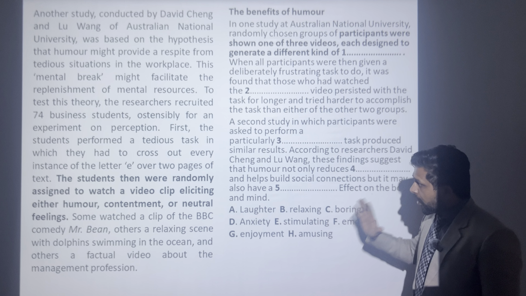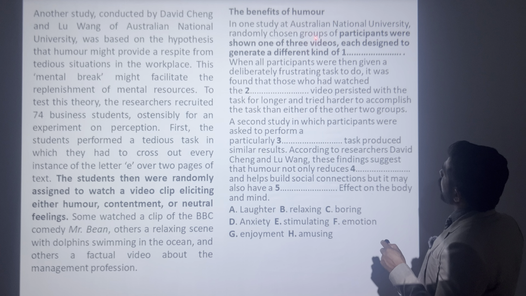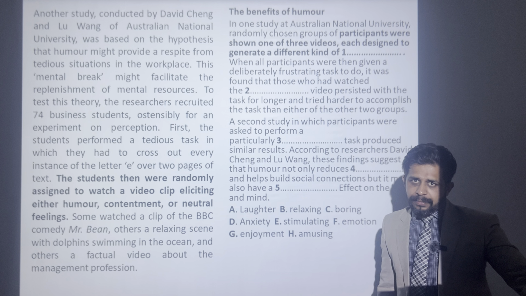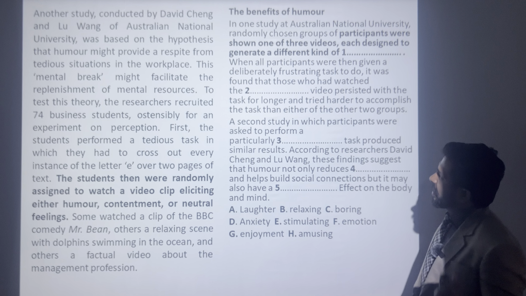We will read the summary from the beginning. Read with me. In one study at Australian National University, randomly chosen groups of participants were shown one of three videos, each designed to generate a different kind of something. So what had happened? There was an experiment, and in that experiment, three groups were given videos to watch. These videos were given to generate something out of these participants.